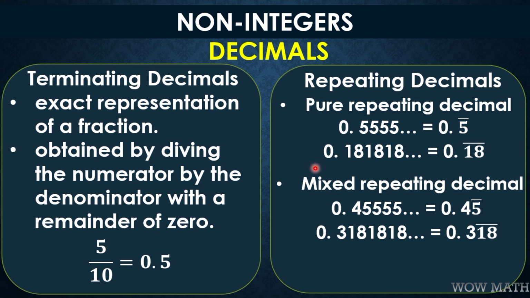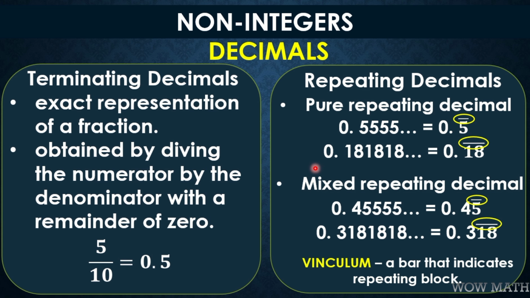Now, anong tawag natin sa mga bars na inilalagay natin above the repeating blocks? So, anong tawag natin dun sa bar na nilalagay natin above the repeating digits? So, that is what we call the vinculum. So, the vinculum is the bar that indicates the repeating block. You're going to place vinculum doon sa ating mga repeating digits only.